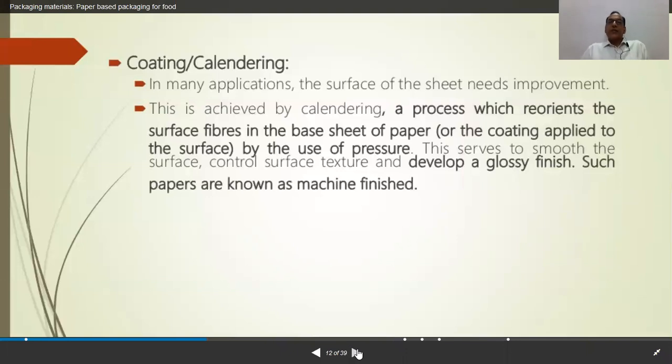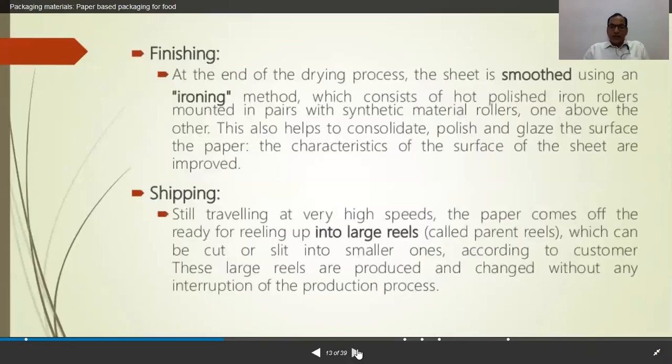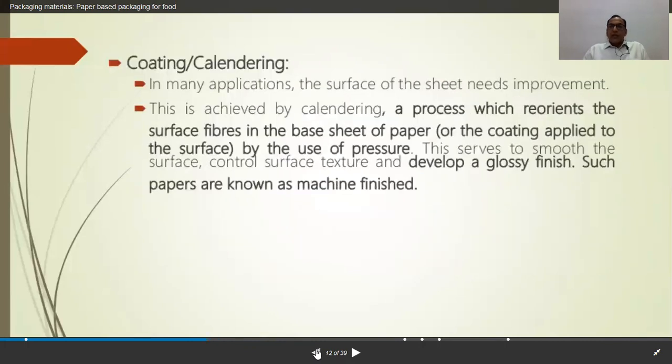And then coating is done in many applications. The surface of the sheet needs improvement, and this is achieved by calendering. So we do the calendering process, which reorients the surface fibers in the base sheet of paper, or the coating applied to the surface, by the use of pressure. This serves to smooth the surface, control the surface texture, and develop a glossy finish. Such papers are known as machine finished.